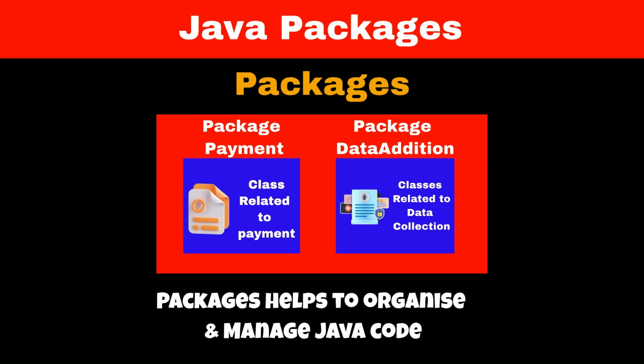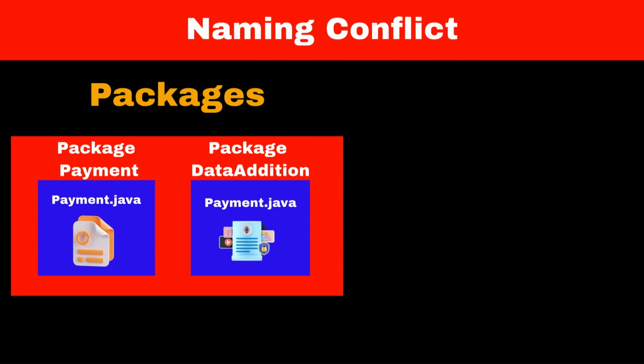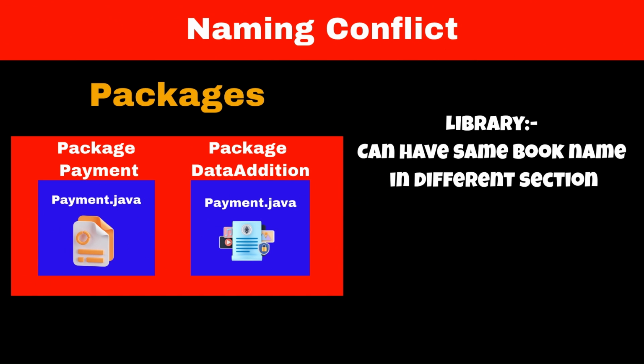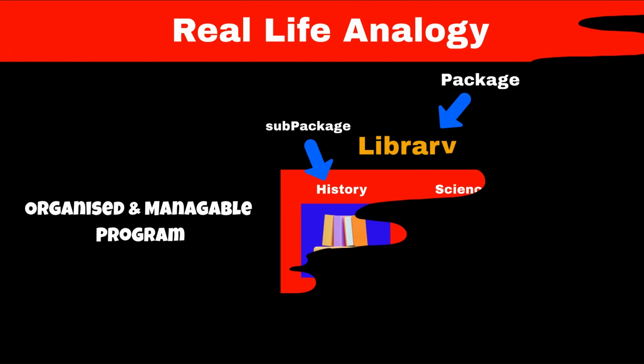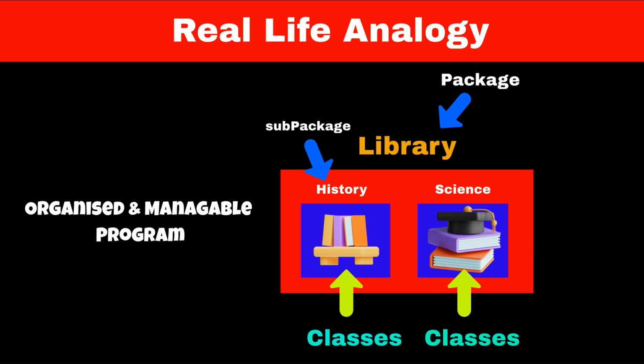Java packages also help to avoid naming conflicts. Just like how different sections in a library ensure that books with similar titles don't get mixed up, Java packages ensure that classes and interfaces with the same name from different packages don't conflict. In short, Java packages are like a library of books, which helps keep your code organized and manageable.